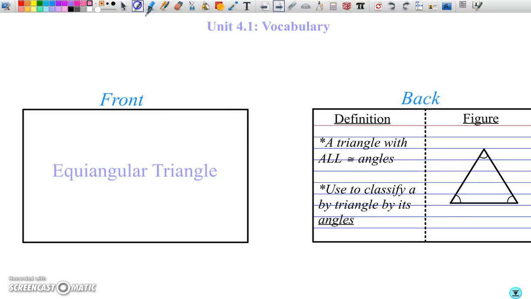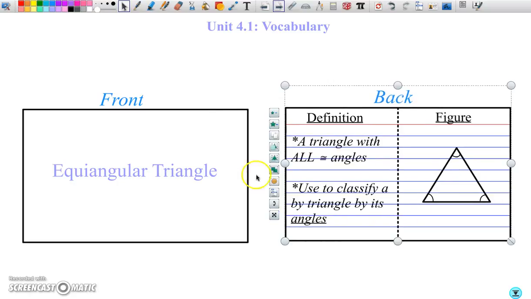All right, moving on. Equiangular. This is a triangle with all congruent angles. Again, this is classifying by angles, and you need to show in your figure that all three angles are congruent. All of them have to be congruent in order for the triangle to be equiangular.